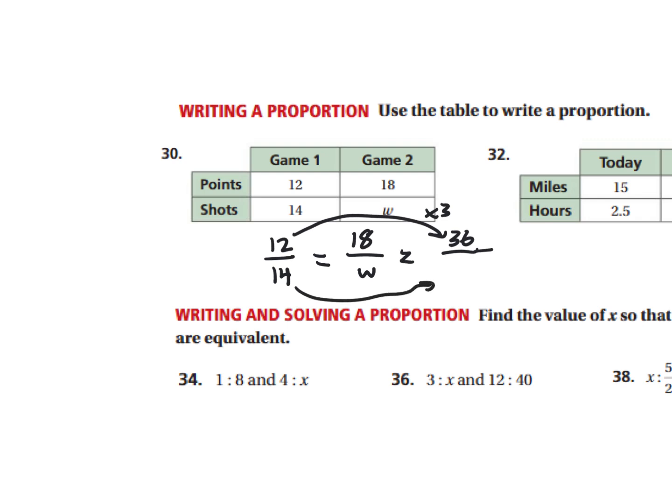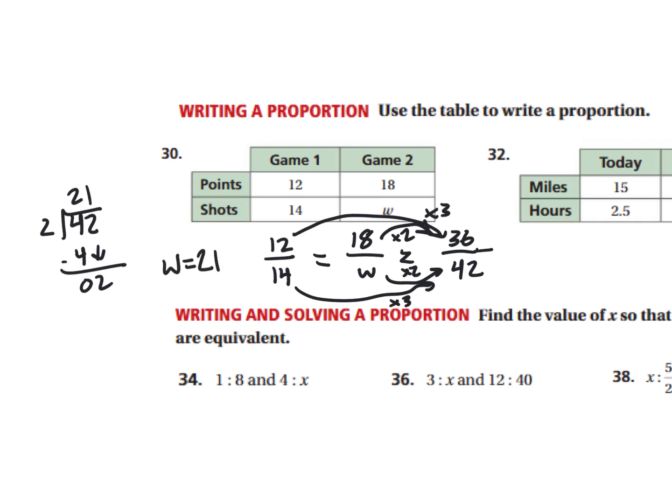And then if I do the same on the bottom, 14 times 3 would be 42. All right, so then I know my actual one I'm looking at, 18 times 2 gets me to 36. So now I just need a number multiplied by 2 that gets me to 42. To find that, I can divide those. 2 goes into 4 twice. 2 goes into 2 once. My answer is W equals 21 shots.